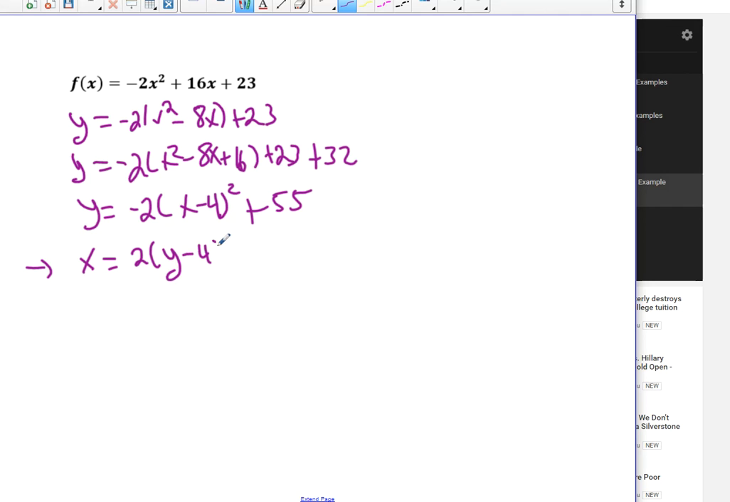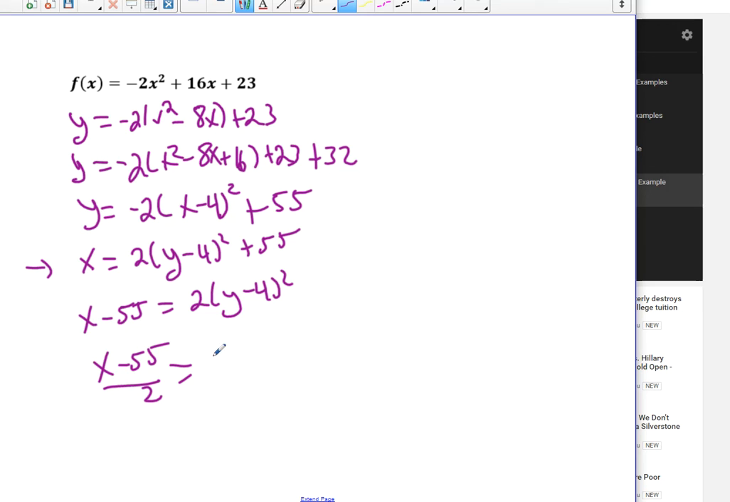x equals (y minus 4) squared plus 55. So I have x minus 55 is equal to 2 times (y minus 4) squared. Divided by 2, (x minus 55) over 2 is equal to (y minus 4) squared. And I'm going to take the square root on both sides. Again, I have to take both roots. We've got variables involved. The whole thing gets it.